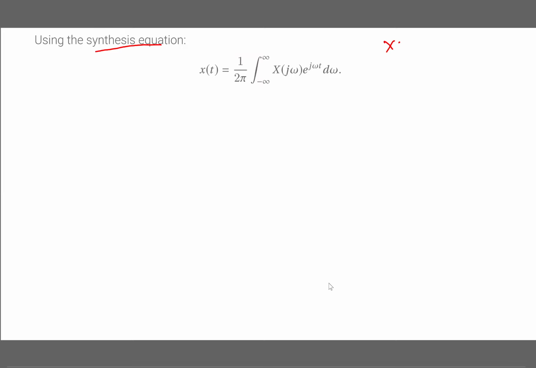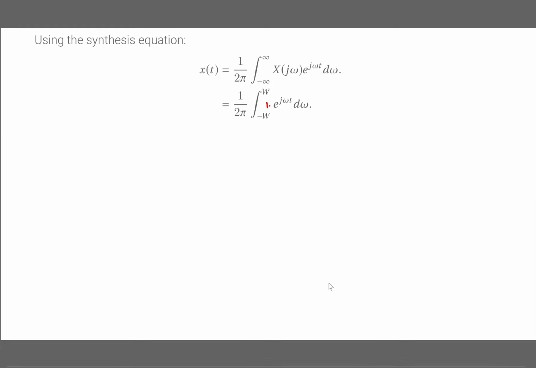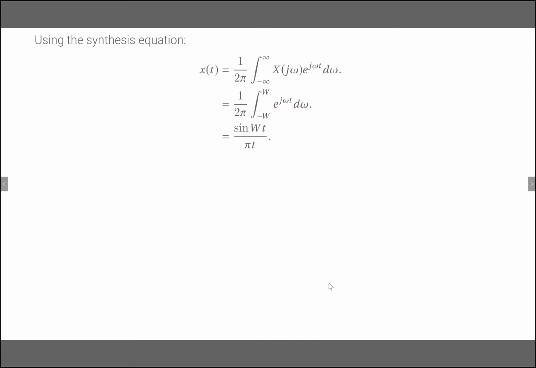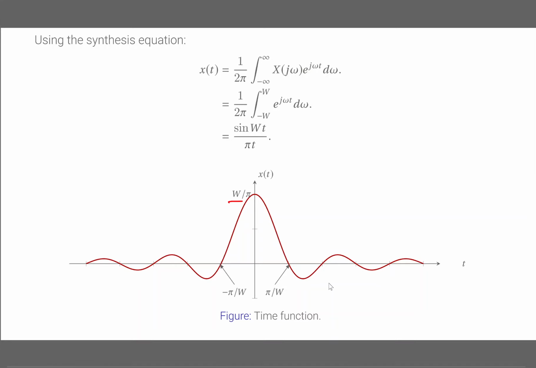So what is the formula for X(j omega)? It is the integral from minus infinity to infinity of x(t) e to the power of minus j omega t dt. Alright, so we can do this computation. From minus W to W it is 1. So when you carry out this integration, you get sine Wt divided by pi t. Okay, so you can see that also has that special shape of a sinc.